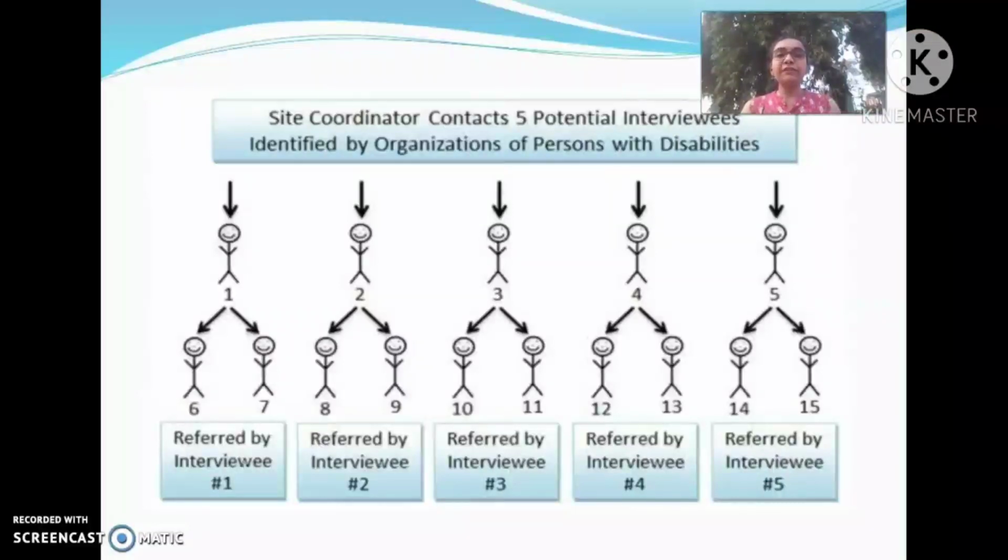See the figure very carefully. This is another example where the site coordinator contacts 5 potential interviewees identified by an organization of persons with disabilities. These 5 individuals give further information about some other samples for the study, referred by each interviewee of the initial stage. Gradually, we can get more information from the second row of the samples. These are all about the non-probability sampling methods.